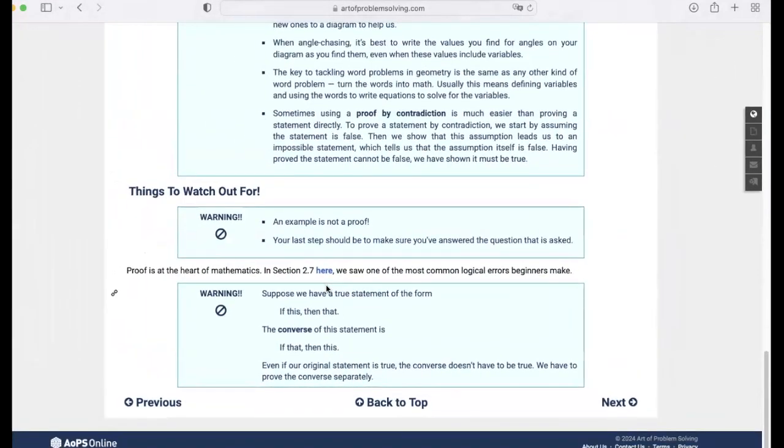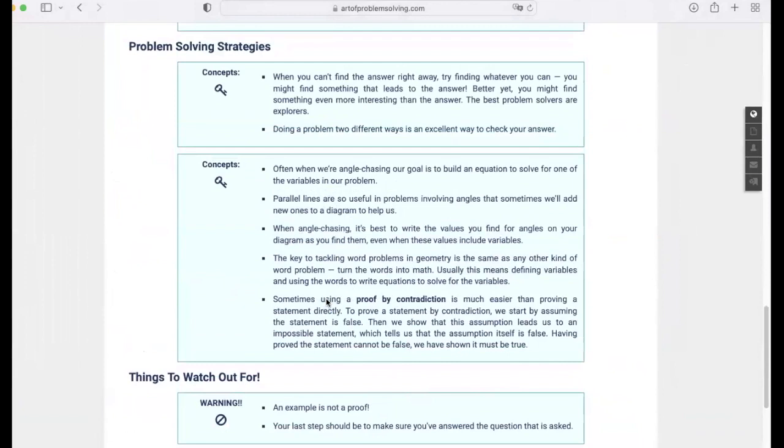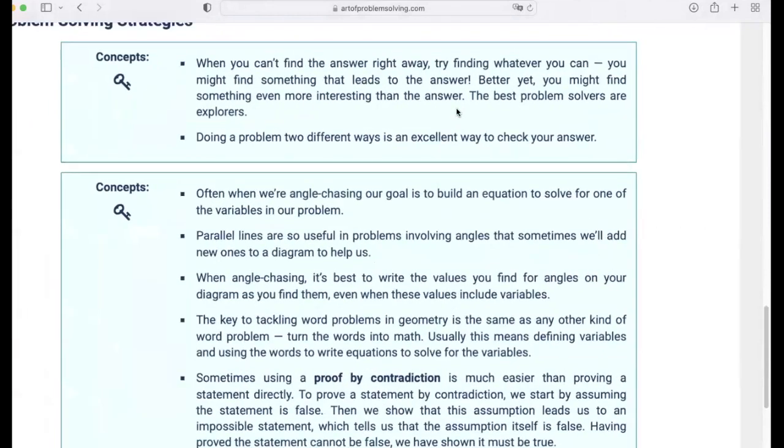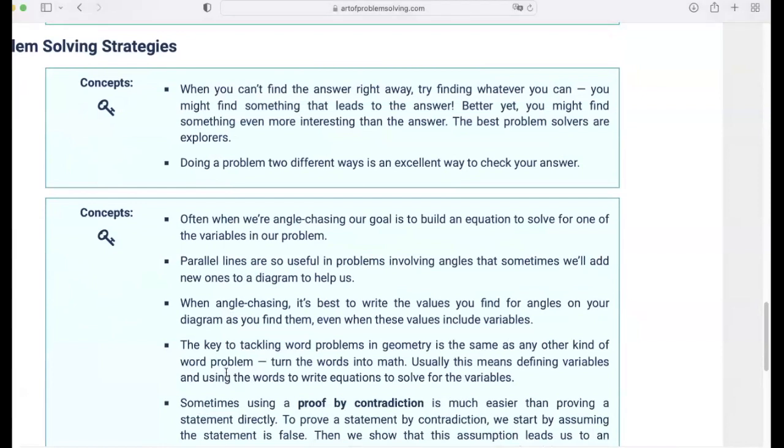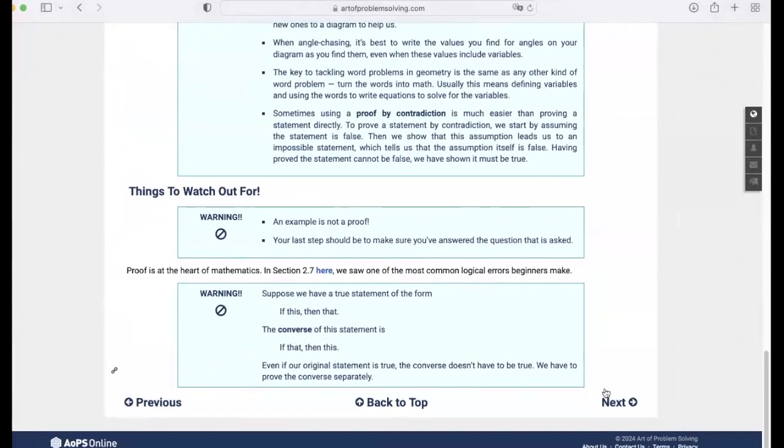Okay, so there are some things to watch out for, or concepts, or problem-solving strategies. Especially for this angle stuff, find everything you can, okay? Find whatever you can, and then you might find something that leads to the answer, because when you first look at it, you might not know the answer. Okay, so that's basically it.